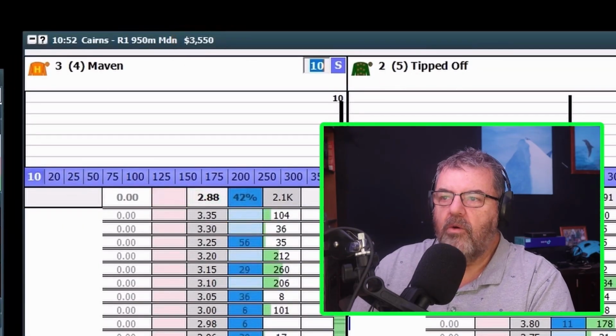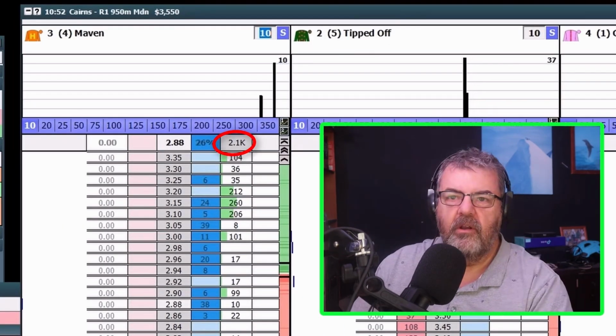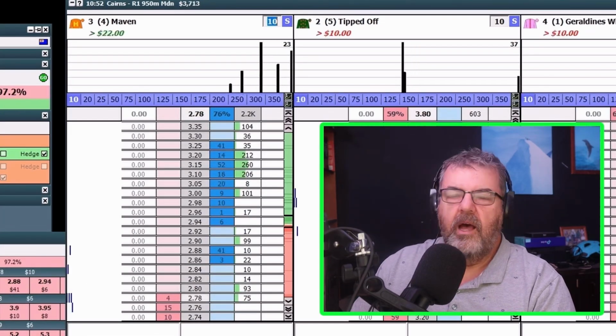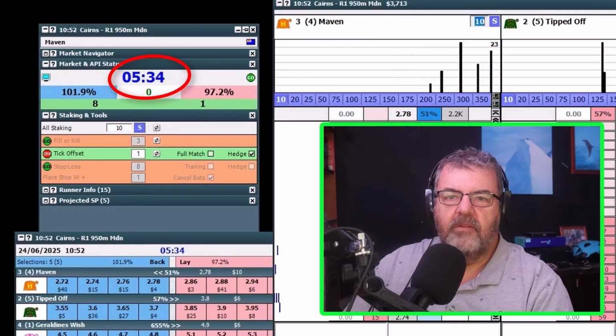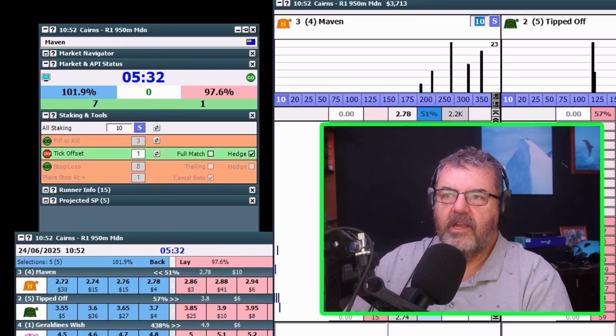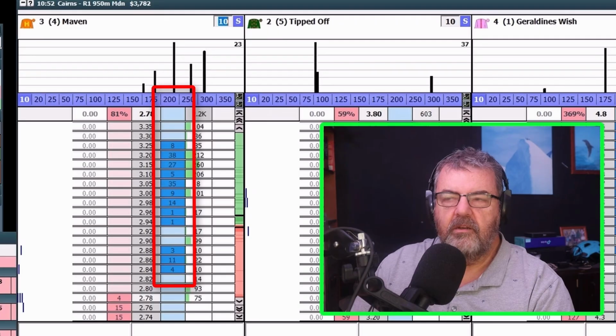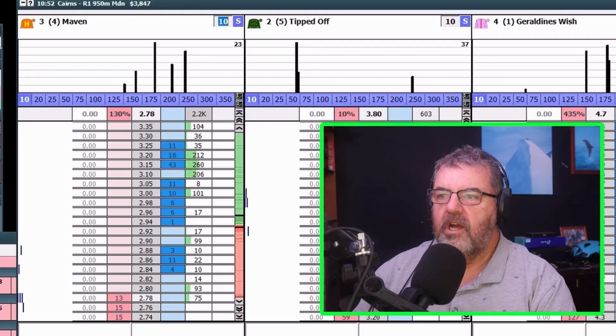On this one horse, there's been $2,100, which is nothing. Literally, that's just a handful of bets, which is understandable. I mean, there's still 5 minutes left to the race. So the backers haven't come in yet because they are probably still looking at a different race. Some of the charts I've got set up here.